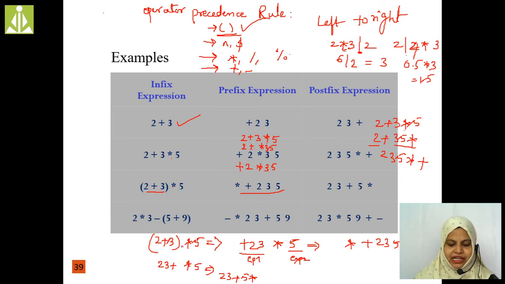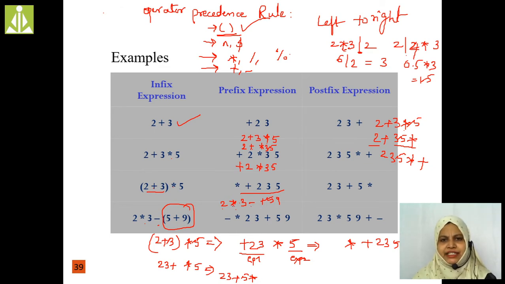See here, I'll take one more example: 2 star 3 minus 5 plus 9. Star is there, minus is there. Both have higher priority than plus. But we are not going to evaluate star and minus first; we have to evaluate this one first. So 2 star 3 minus, plus 5 9, right? Then here, star and this one. Now this is one operator. Between plus and minus, which one has the highest priority?